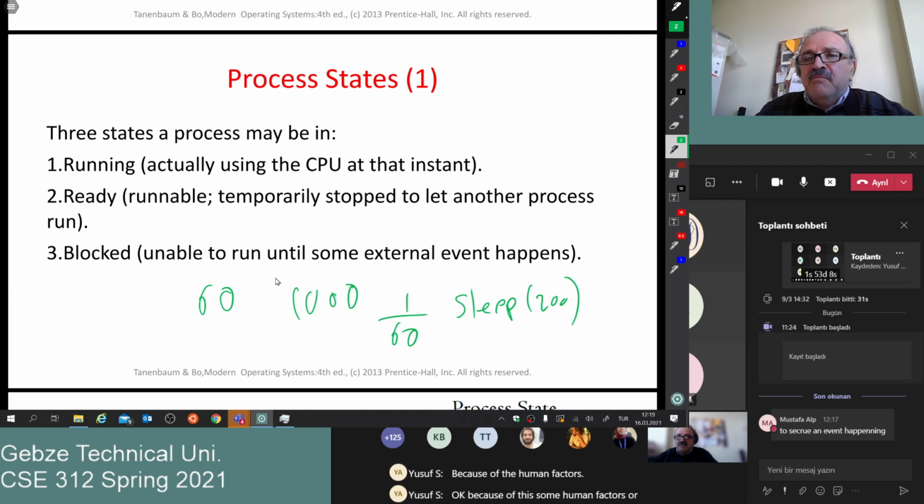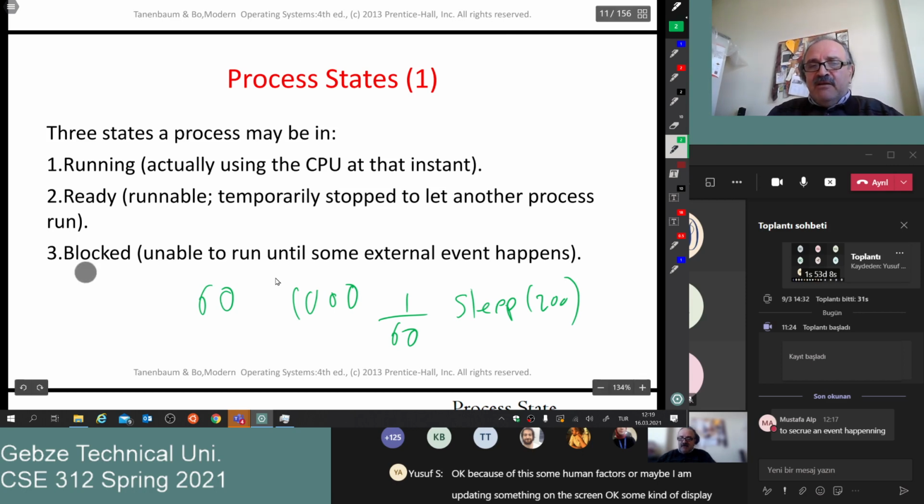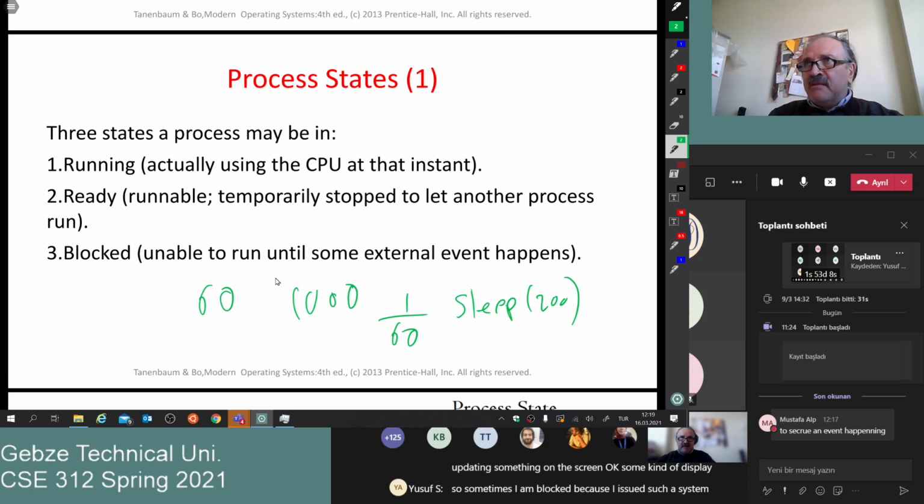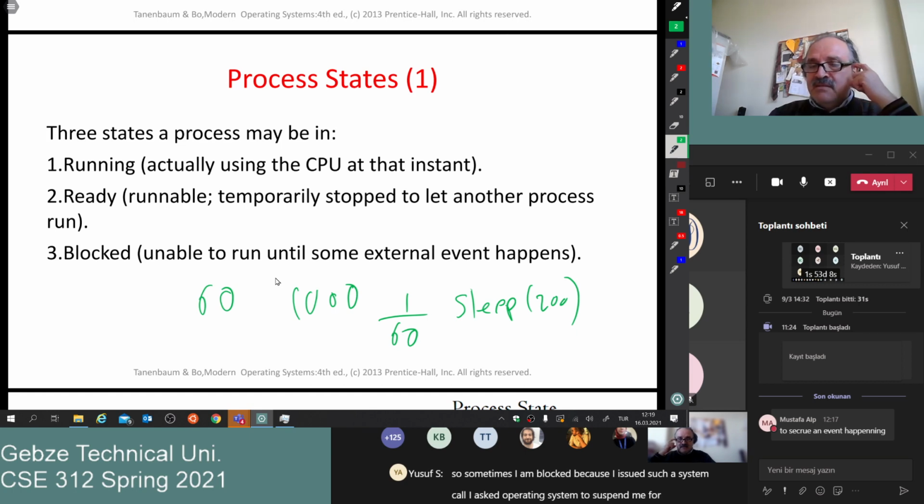Or maybe I am updating something on the screen, some kind of display. So sometimes I am blocked because I issued such a system call. I asked the operating system to suspend me for 200 milliseconds. I am blocked in that case.